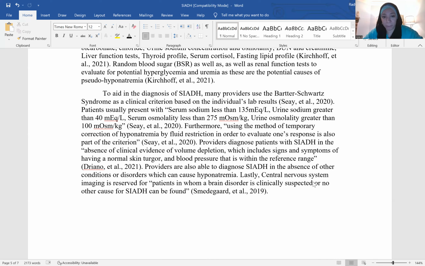part of that criterion. Providers diagnose patients with SIADH in the absence of clinical evidence of volume depletion, which includes signs and symptoms of having normal skin turgor and blood pressure that is within reference range. Providers are also able to diagnose SIADH in the absence of other conditions and disorders, which can cause hyponatremia. Lastly, central nervous system imaging is reserved for patients in whom a brain disorder is clinically suspected or other causes of SIADH can be found.